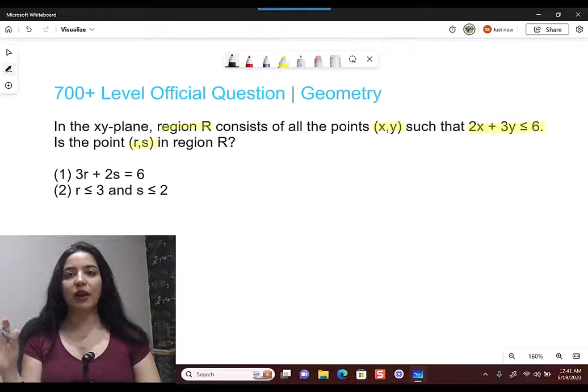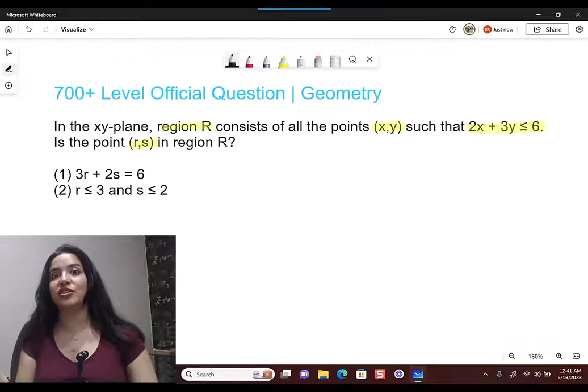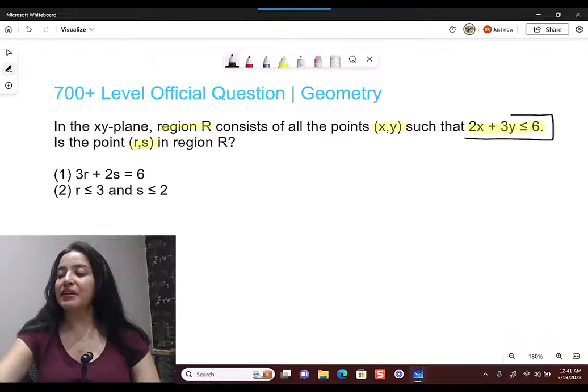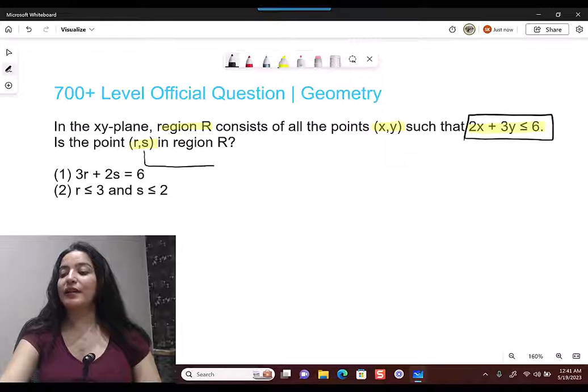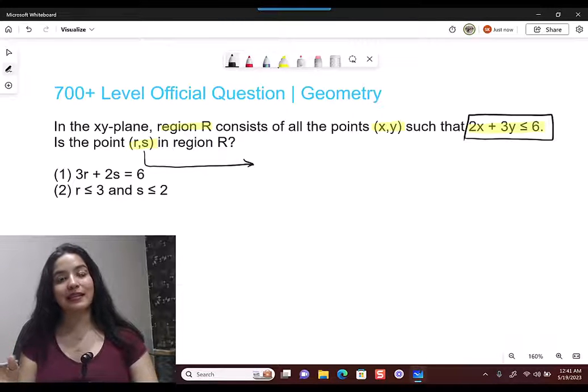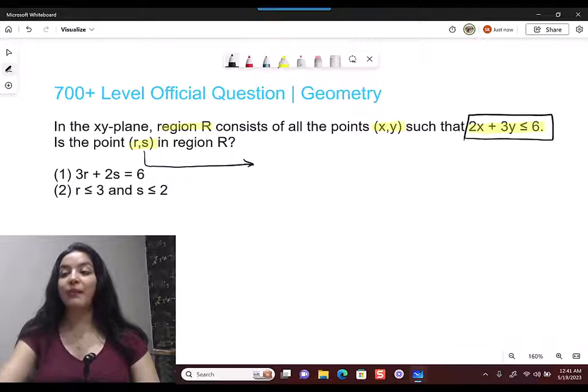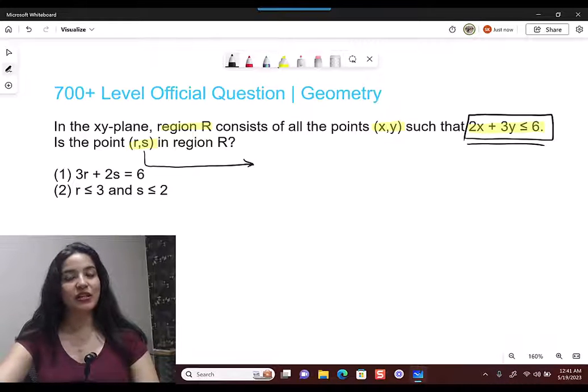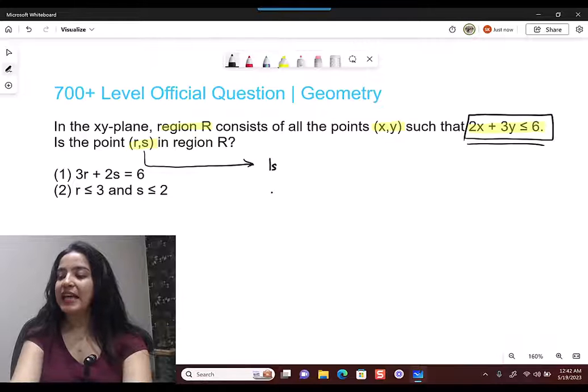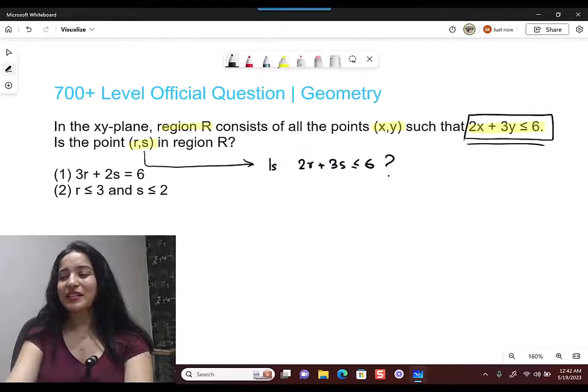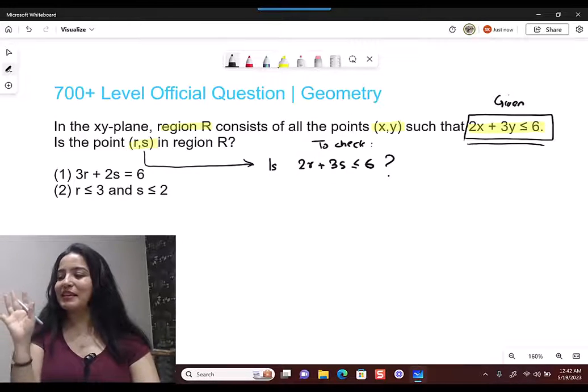If I don't think about plotting this, don't think about visualizing what this means, and if I stay only in algebra, then this is all that I am given, and what is asked is whether (r, s) also lies in this region. For it to lie in the region, by definition, it has to satisfy this inequality, right? So my question really is: is 2r plus 3s less than or equal to 6? Now just see the given inequality and this inequality that we need to check, they're just so similar. All that has happened is in place of x, it's now r, in place of y, it's now s.